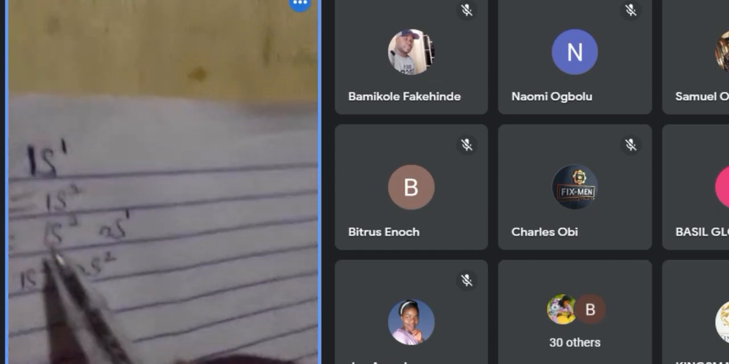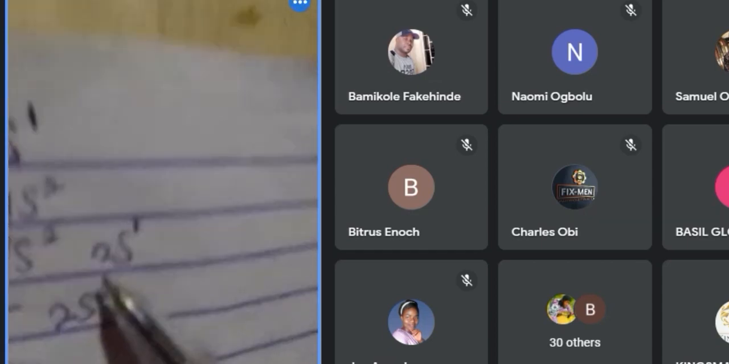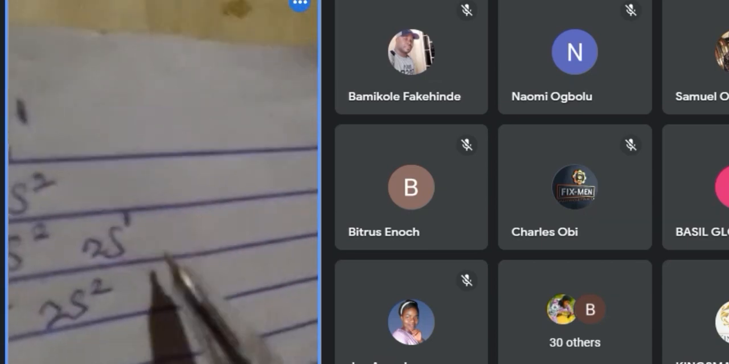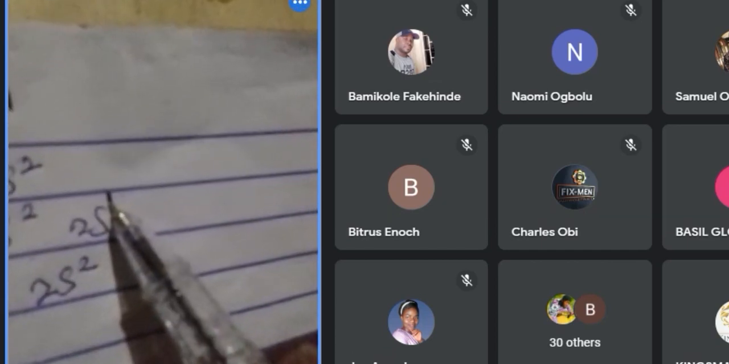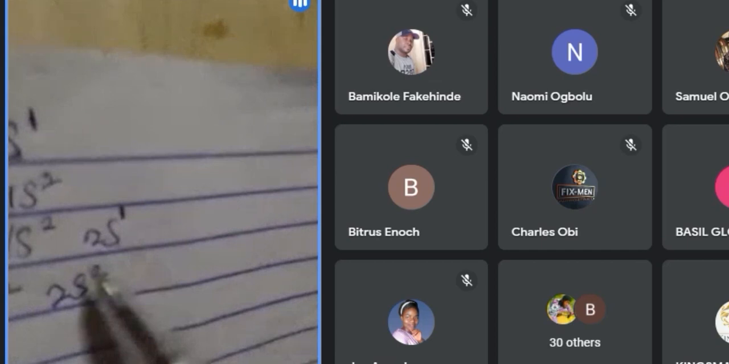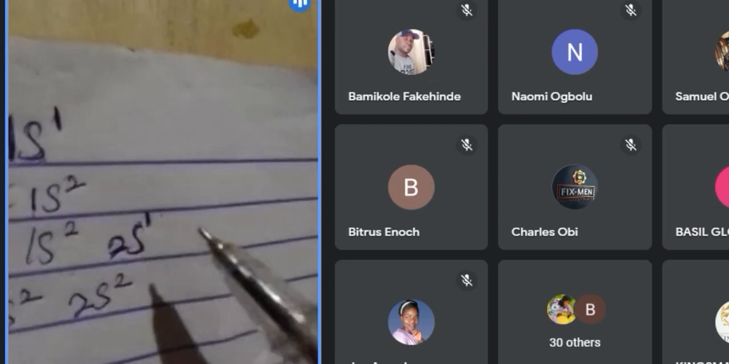Go to lithium. Lithium is ending with 2s1. The 1 here is telling us that lithium is in group 1. The 2 here is telling us that lithium is in period 2. The S is telling us that it is an S block element.